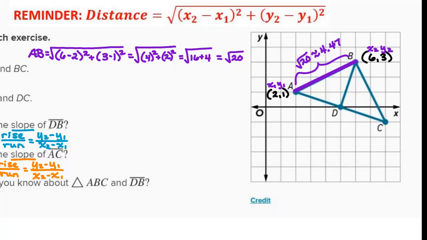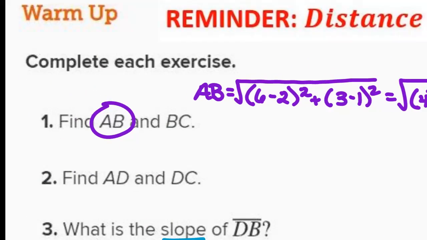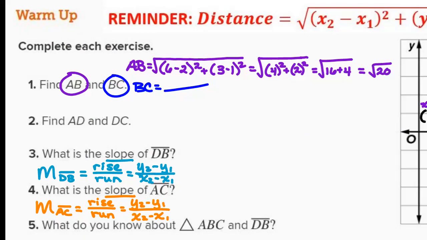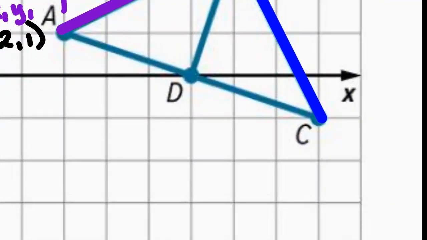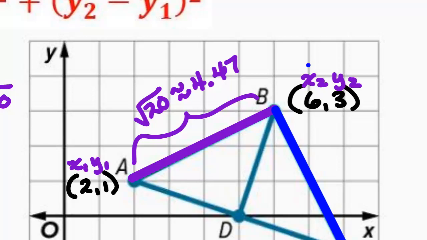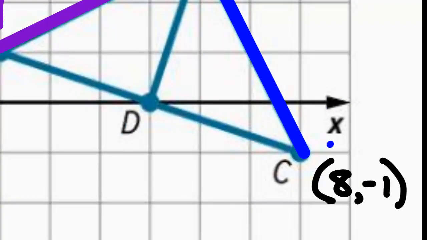And then I need to find the length of segment BC. So I'm going to need ordered pairs again. I already have the ordered pair for B, but I don't have the ordered pair for C. Down here, that is (8, -1). I'm going to go ahead and let the (6, 3) also be my (x2, y2) for this one, since I already have it labeled that way. So (8, -1) would be my (x1, y1) here.